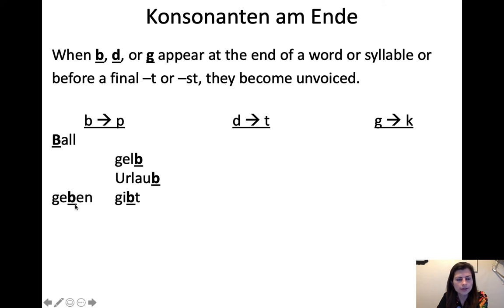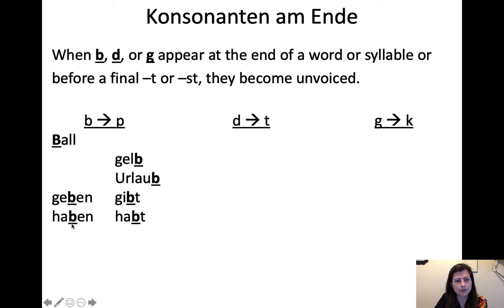Geben, beginning of a syllable. Geben. Gibt. So it's before the final T or ST, so it kind of counts as the end of a syllable. Gibt. So it sounds like GBPT. Gibt. Yeah.